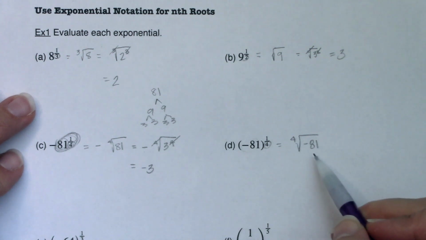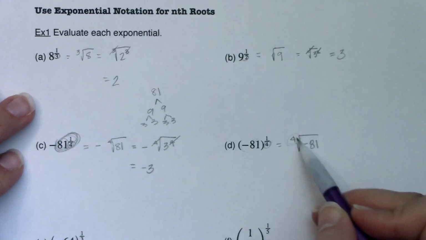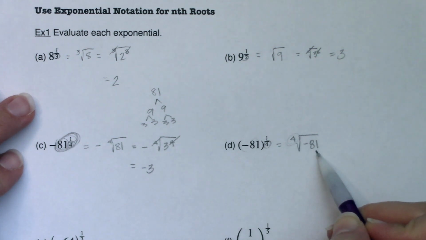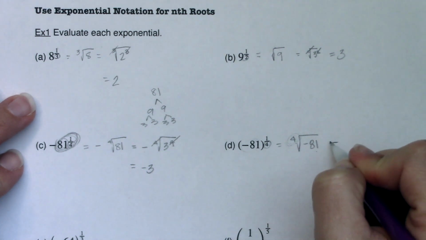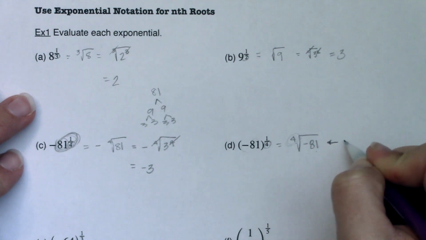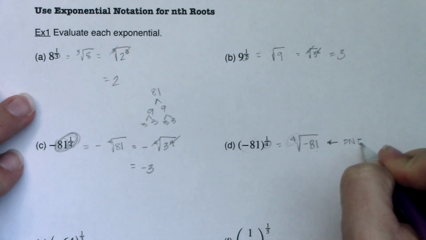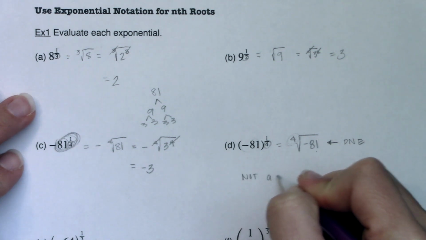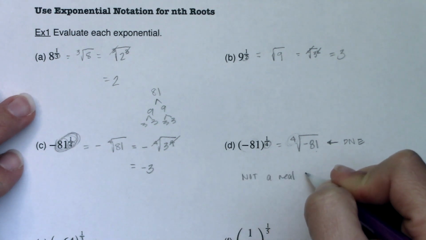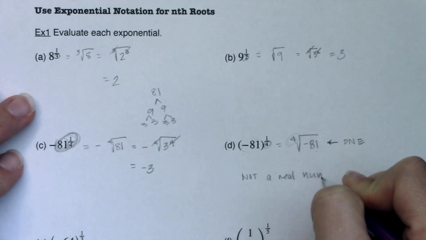But this brings up a domain issue. We are not allowed to take an even index of a negative number. That winds up being imaginary. So since we're just going to deal with the real world right now, this does not exist. I'm going to put a little DNE because it is not a real number. It is a complex number or an imaginary number.